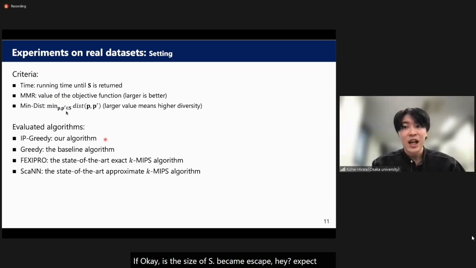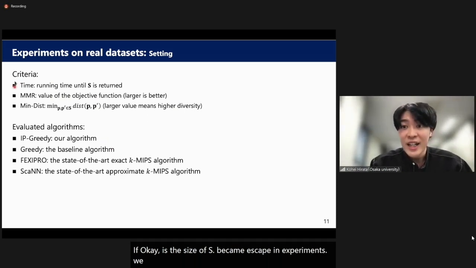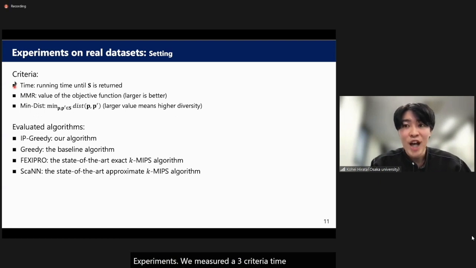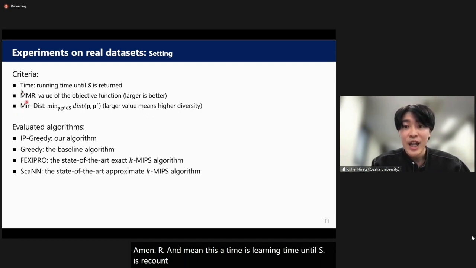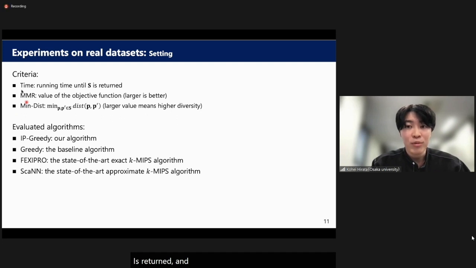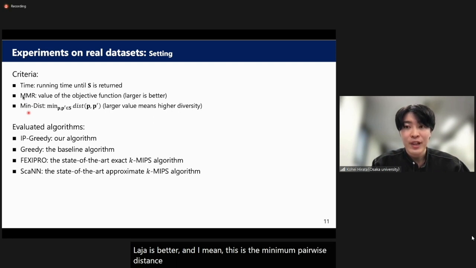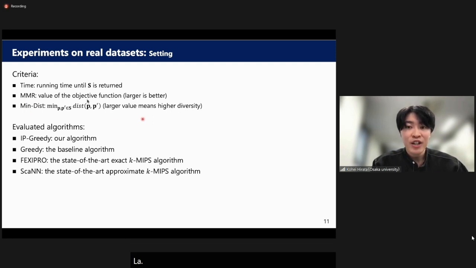In experiments, we measured 3 criteria: time, MMR, and min dist. Time is the running time until S is returned, and MMR is the value of the objective function. Larger is better. And min dist is the minimum pairwise distance in S. A larger value means higher diversity.